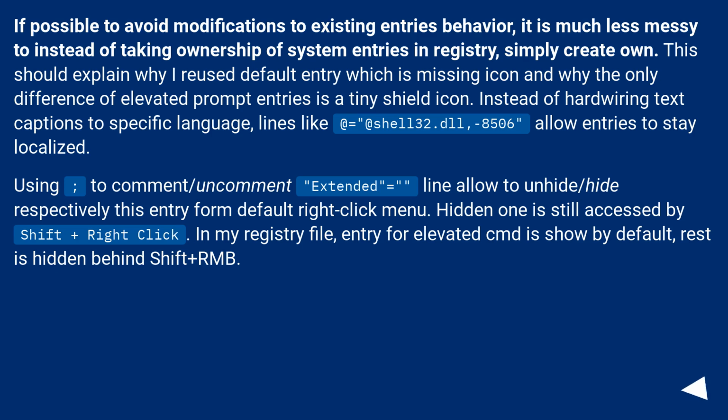Instead of hardwiring text captions to a specific language, lines like @="@shell32.dll,-8506" allow entries to stay localized. Using a semicolon to comment/uncomment the Extended line allows you to unhide/hide respectively. This entry is in the default right-click menu. The hidden one is still accessed by shift plus right-click. In my registry file, the entry for elevated cmd is shown by default, the rest is hidden behind shift plus right-click.